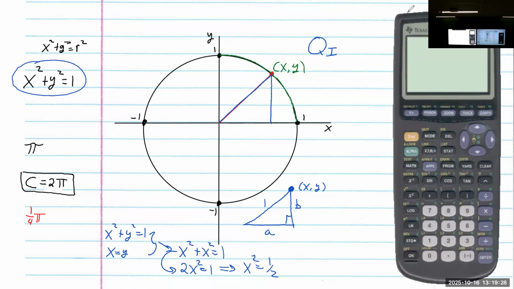So what is x? Well, that means x equals 1 over root 2. I know it's not negative because I'm looking for a point in the first quadrant. I know where I'm looking. So it must be 1 over root 2. That is the value for the x. So now we know what that is.